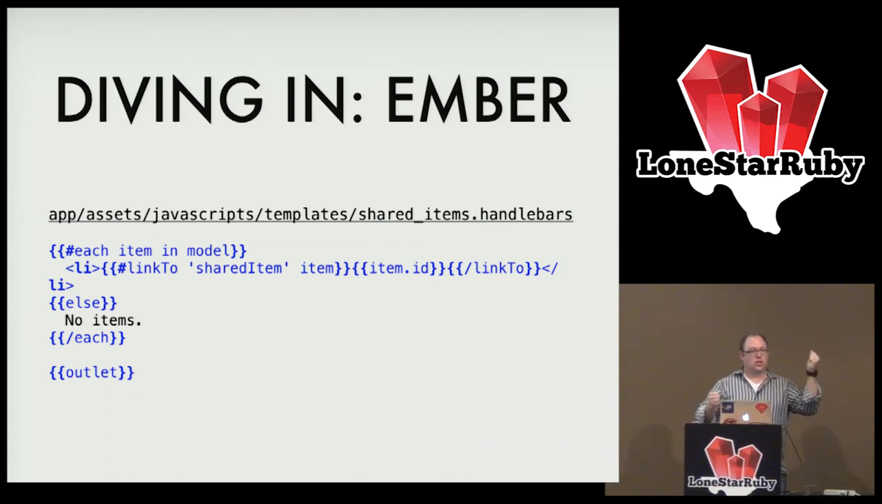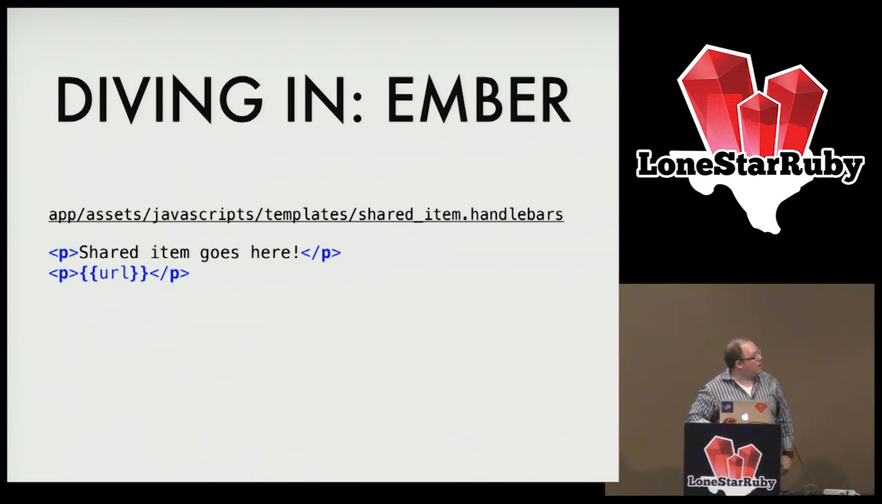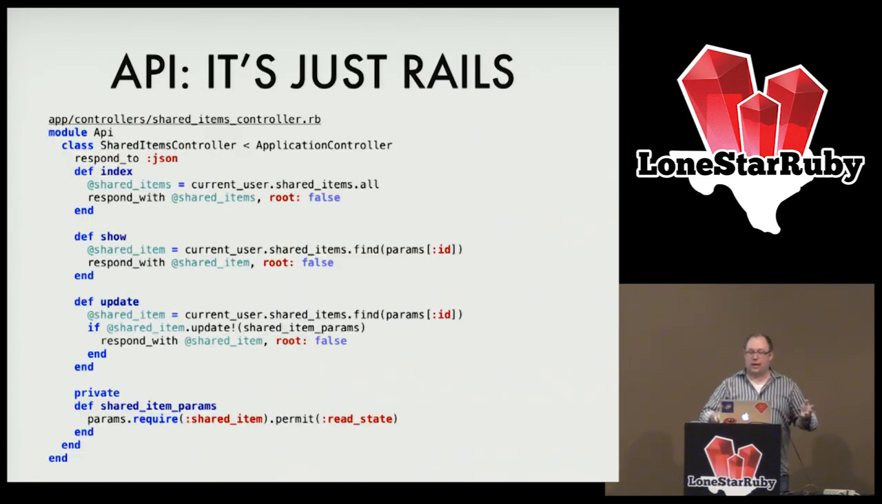So we had shared items, which has a collection of shared items, and we decided that underneath that route, when somebody clicks on any link that links to the route underneath it, it will take you to the shared item. And that's this. Super complicated code. Look out, everybody. It's got a URL in it. Don't worry, I'll show you a little more about how this actually fits together visually in a second. API, it's just Rails.